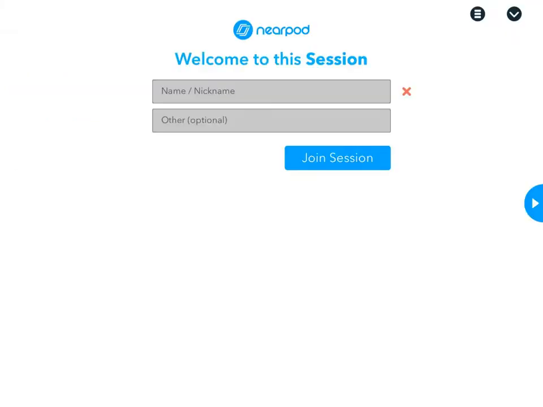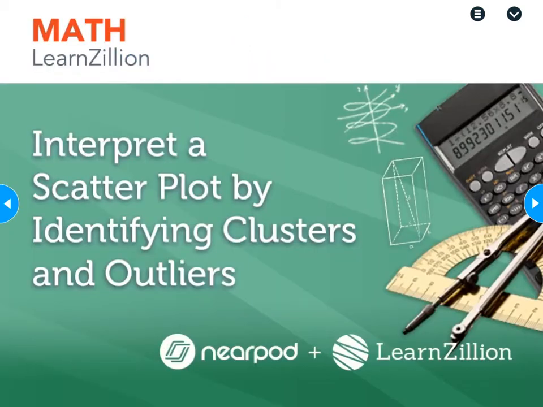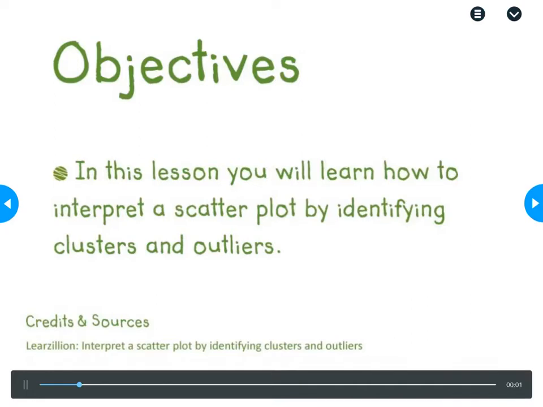When you log into your Nearpod, be sure not to use a nickname. Use your first and last name so your points get recorded for you, so we're not guessing who did the Nearpod. This Nearpod is on scatter plots and identifying clusters and outliers. And you're going to learn about scatter plots, clusters, and outliers.